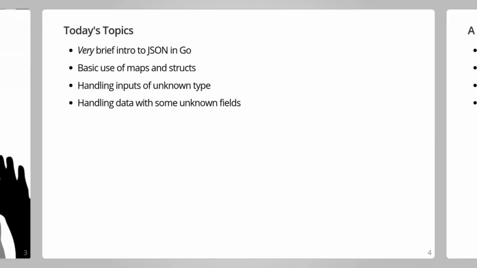In this video, I will talk very briefly about what JSON is. I will talk about basic usage of maps and structs in Go when dealing with JSON. I will talk about handling of inputs of unknown types. I'll give some examples of that in a moment. And handling data with unknown fields. These are based on some questions I see frequently on Stack Overflow and other places, so I hope you'll find at least some of this to be valuable.